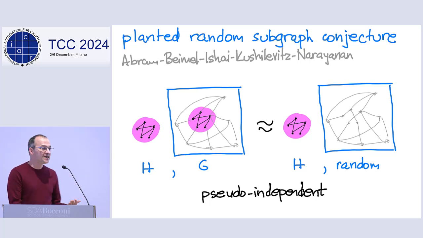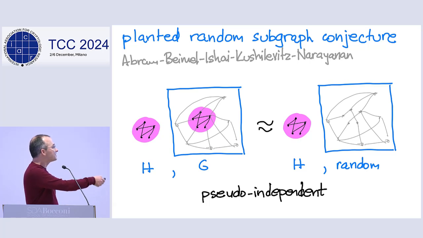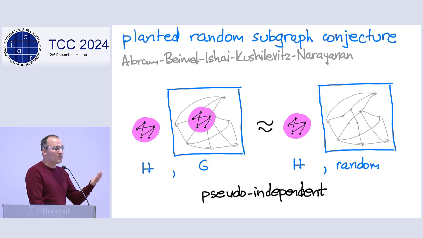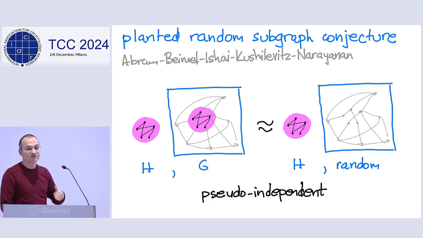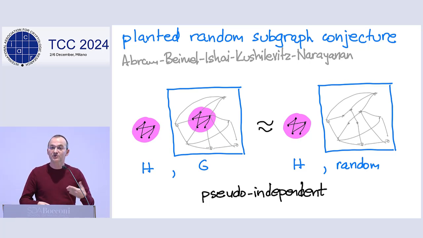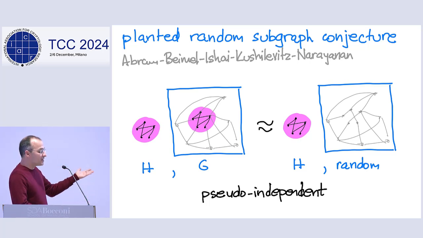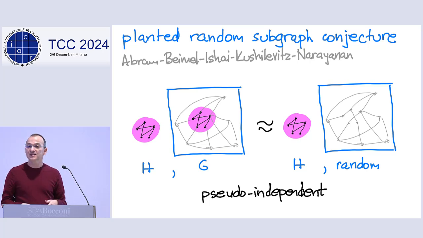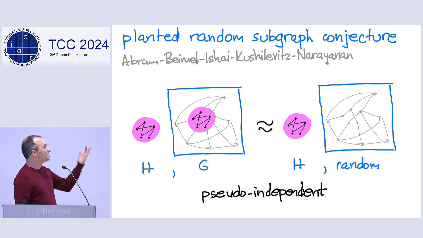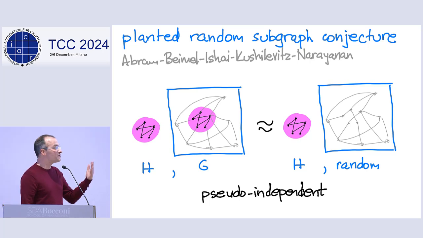Well, we would want to say that an Alice in this case and an Alice in this case cannot tell the difference, right? And the way that we might conceivably argue about it is we can say that both of these distributions are indistinguishable from some model distribution. And what is this model distribution? The model distribution is a distribution in which this planted subgraph and the large graph are completely independent of one another. And this is the planted random subgraph conjecture from their work.